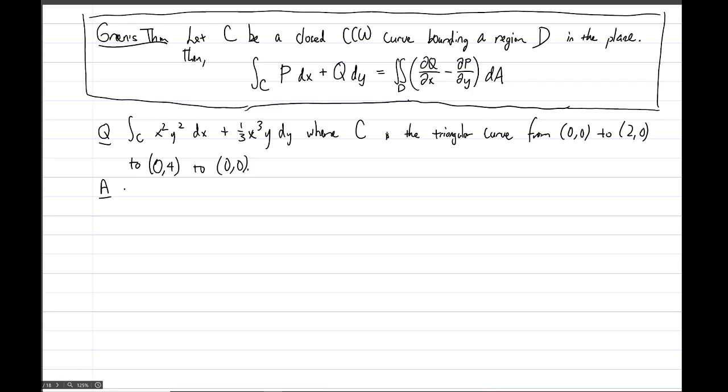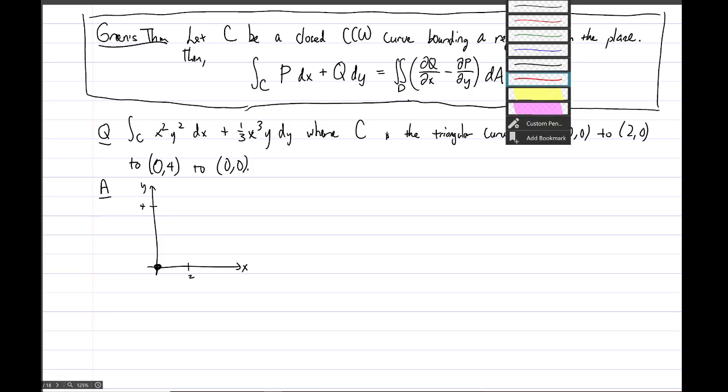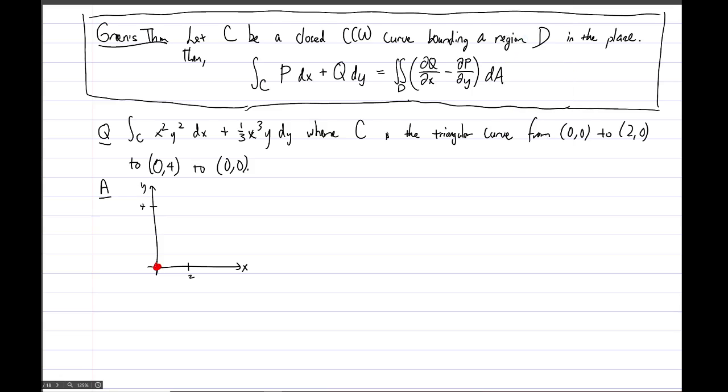So now the curve has been described in words. Let's draw a picture. I think that makes things a lot easier to deal with anyway. So let's see, there's 2 on the x-axis, there's 4 on the y-axis. Let's draw the picture of the curve in red here. Starting at the origin, going to (2, 0), traveling this way, from there going to (0, 4), and then going back down from (0, 4) to (0, 0).